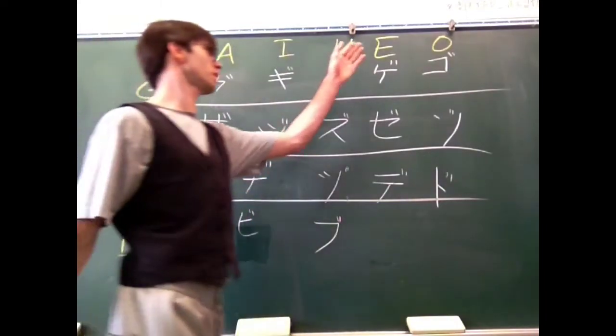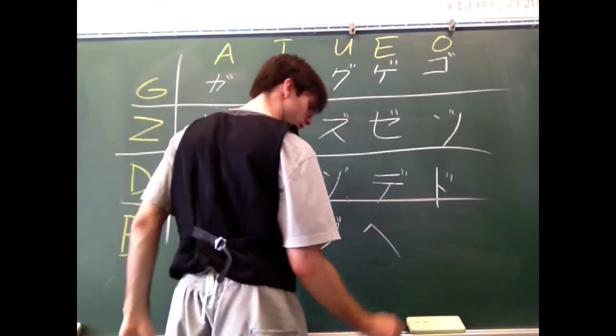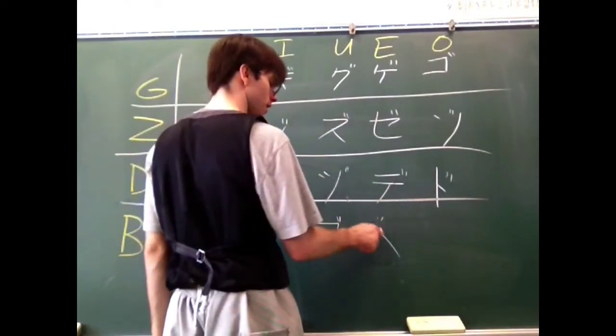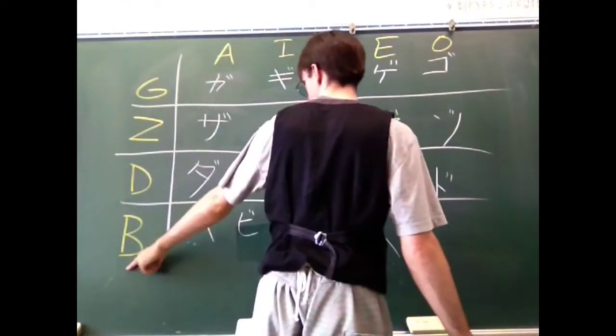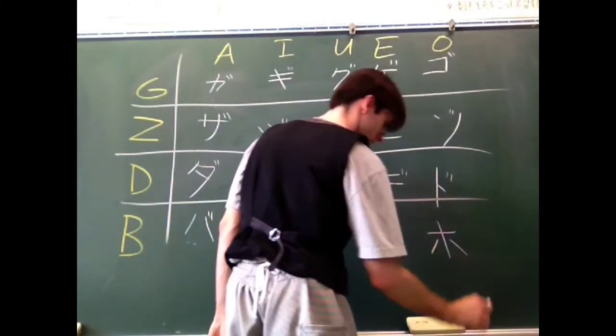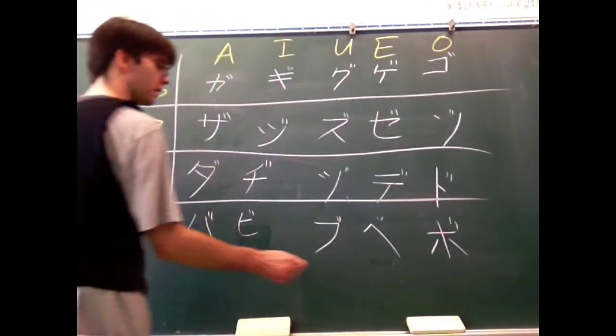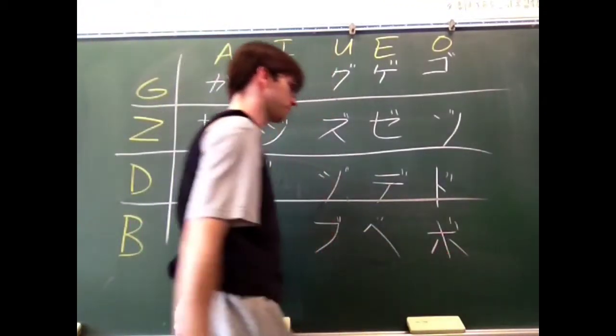B with an E on it, that's base form he, which is the same as in hiragana. With tenten becomes be, and then B-O, base form ho, with tenten becomes bo. Ba, bi, bu, be, bo.